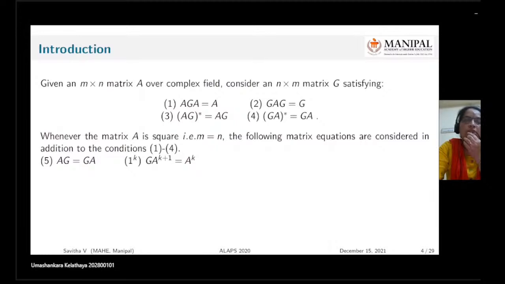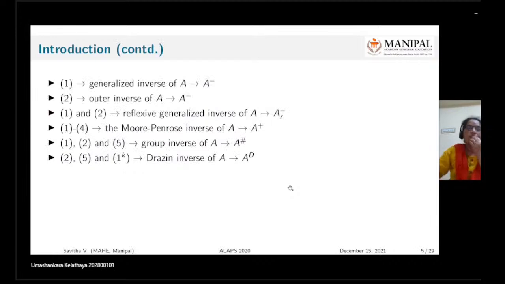First, we come to the introduction. Given an m by n matrix A over a complex field, consider an n by m matrix G satisfying these 4 conditions. Whenever the matrix A is square, the following matrix equations are considered along with these 4 conditions. Then the matrix G satisfying condition 1 is called a generalized inverse of A, and an arbitrary generalized inverse is denoted by A minus. The matrix G satisfying condition 2 is called an outer inverse of A, and an arbitrary outer inverse is denoted by A equal to.